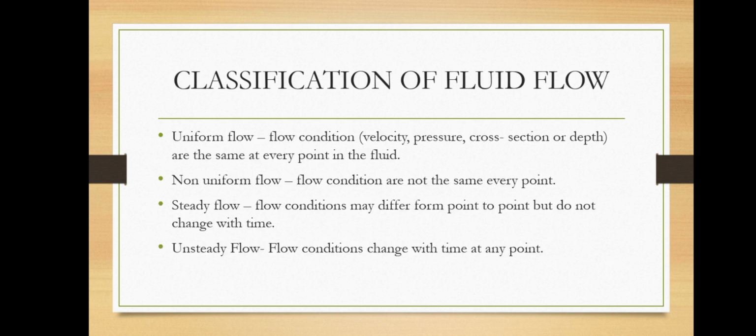Next, we are moving on to classification of fluid flow. So there are 4 types of flow. First one is uniform flow. Flow conditions such as velocity, pressure, cross section or depth are the same at every point in the fluid. Then non-uniform flow. It means flow conditions are not the same at every point.